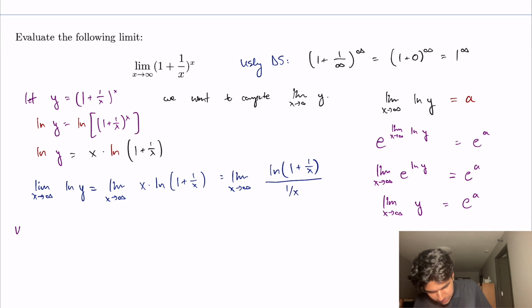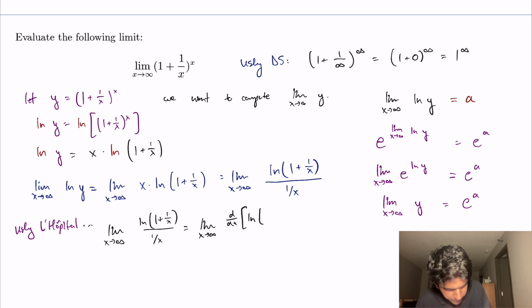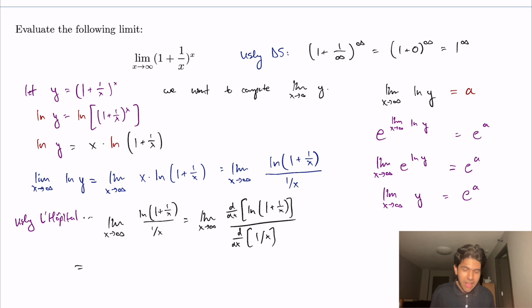So now we'll use L'Hopital's rule. Using L'Hopital, we can conclude that the limit as x approaches infinity of ln of 1 plus 1 over x divided by 1 over x is equal to the limit as x approaches infinity of the derivative of the numerator divided by the derivative of the denominator. The derivative of the numerator, ln of 1 plus 1 over x, is going to be 1 over 1 plus 1 over x times the derivative of the inside.